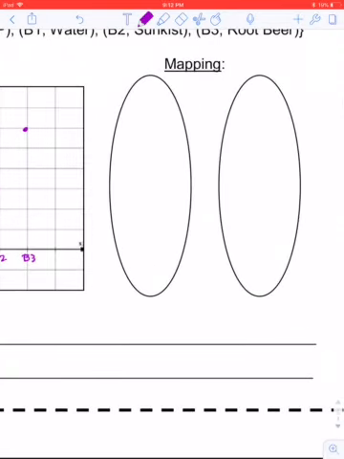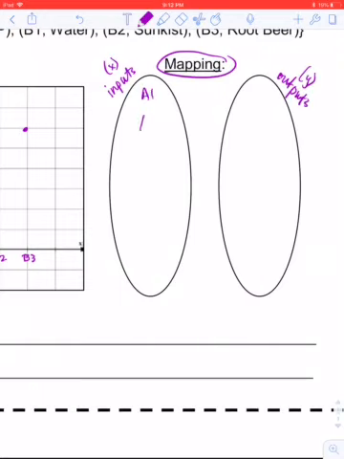So one new thing from this topic is a mapping. A mapping consists of these two bubbles. In the left bubble, you're going to put all of your inputs, or the X values. The right bubble is where you put all of your outputs, or your Y values. Okay, so in this case, our inputs were the buttons, and the outputs were the drinks.